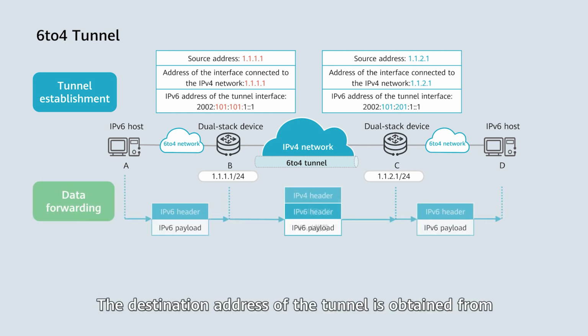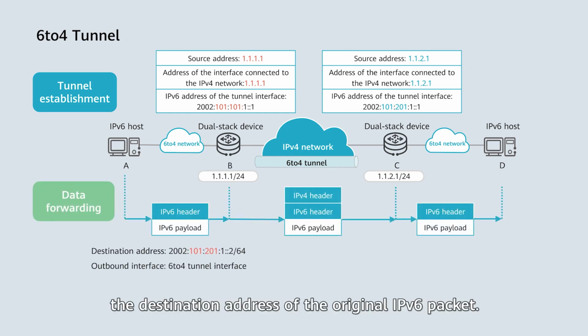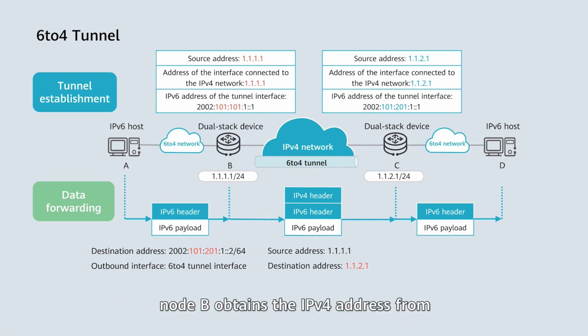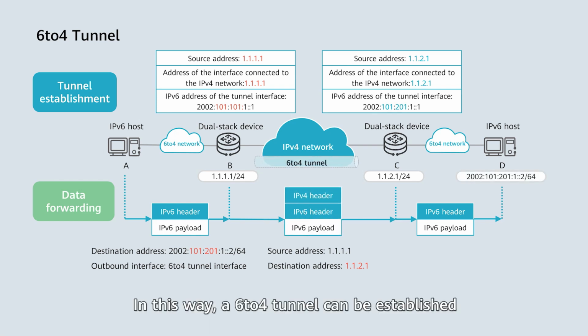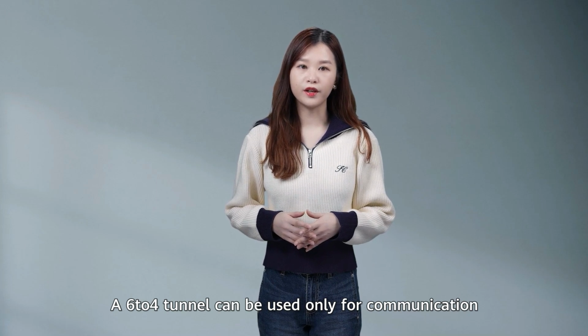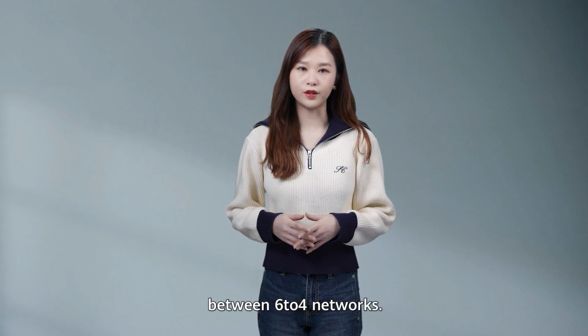The destination address of the tunnel is obtained from the destination address of the original IPv6 packet. After node A sends the original IPv6 packet to node B, node B obtains the IPv4 address from the destination address of the packet and encapsulates the IPv4 address into the destination address field of the IPv4 packet header. In this way, a 6to4 tunnel can be established to transmit encapsulated IPv4 packets. A 6to4 tunnel can be used only for communication between 6to4 networks.